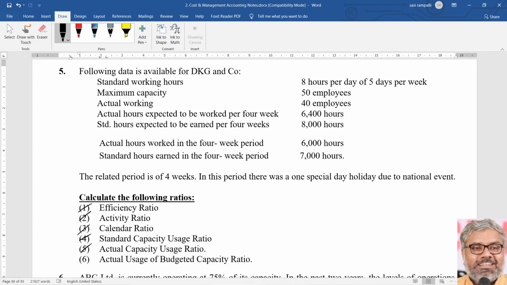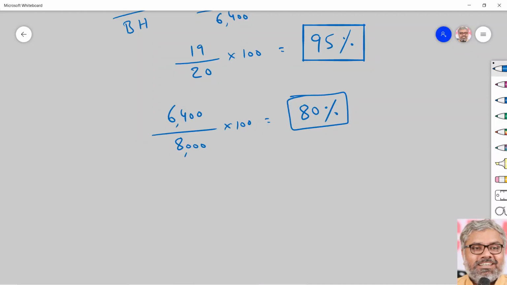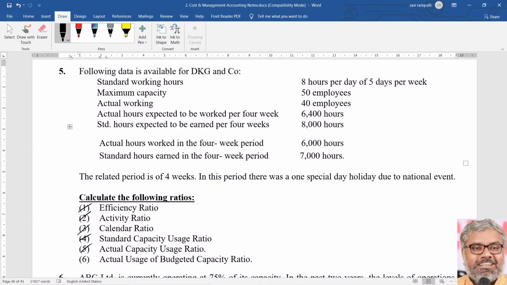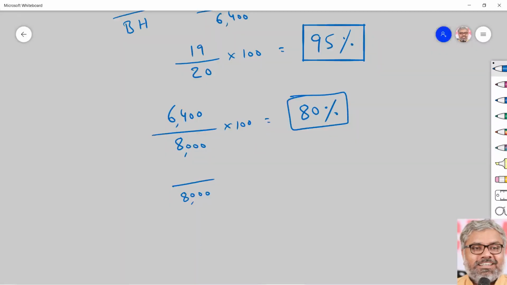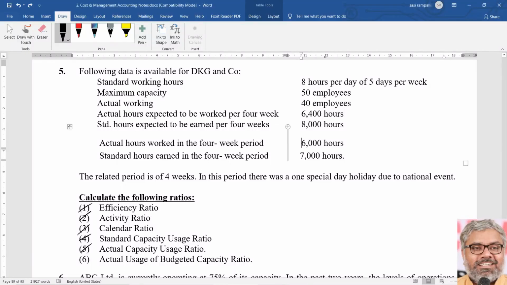Then the fifth question is actual capacity usage ratio. Actual capacity usage ratio will be actual hours divided by the denominator, which is common, that is 8,000. The numerator will change. What is the numerator? Actual hours worked. That is fact, not budgeted. That is the real number of hours which are worked, 6,000 hours. So 6,000 by 8,000 into 100 would be equal to 75%. That is the answer for the fifth question, 75%.